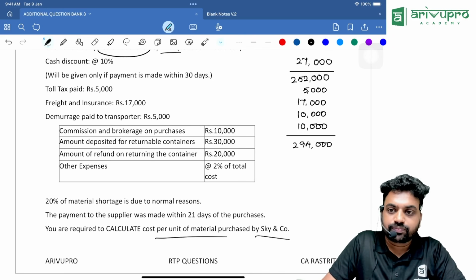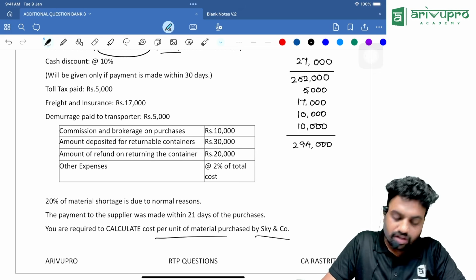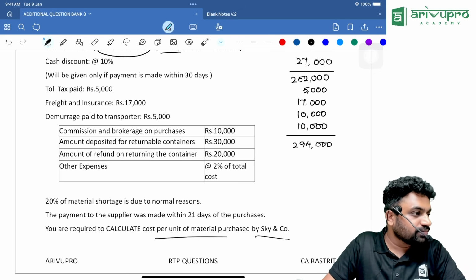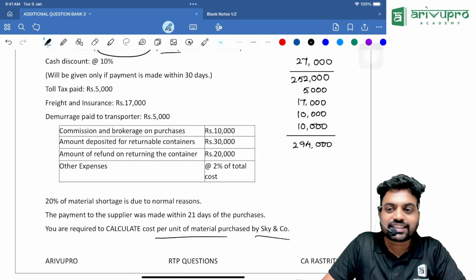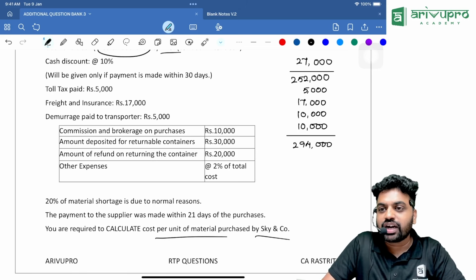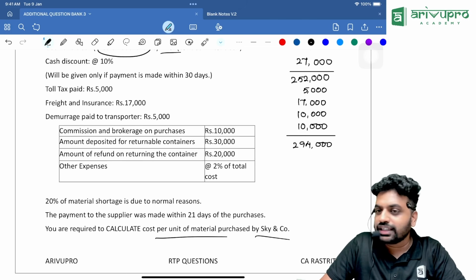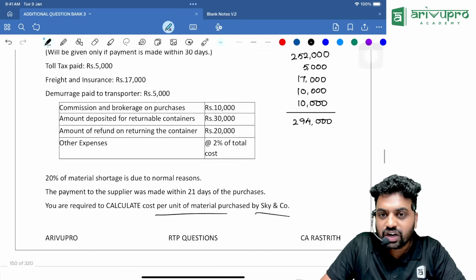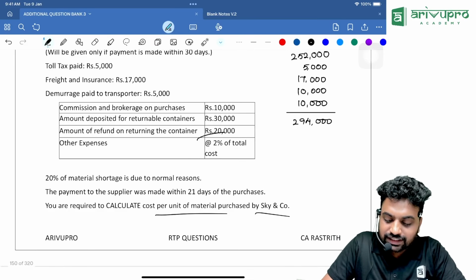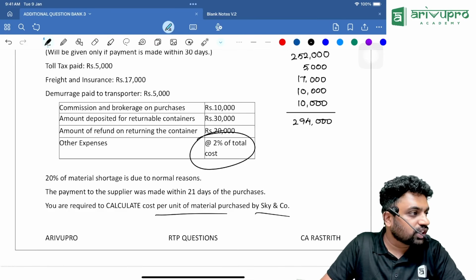How was the exam? Sir, awesome. Easy, sir. They asked us material cost for 5 marks, how to calculate the cost per unit with those special adjustments. And when the result comes, sir, why didn't they give 5 marks? Because other expenses of 2% of total cost should not be included like this.